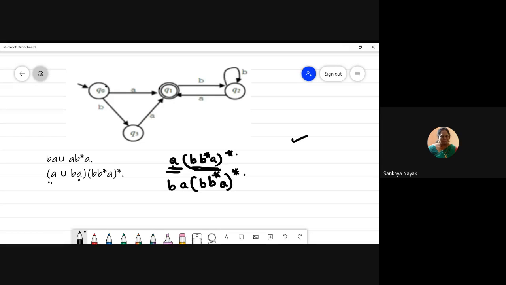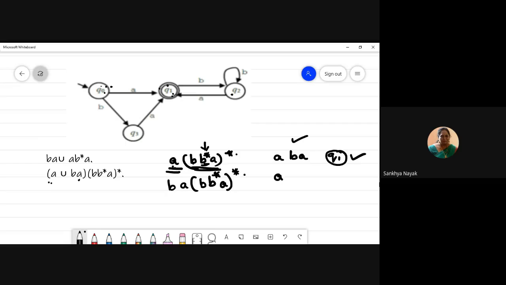Okay. Now what about A followed by BA? Because this is a star, right? It need not be there. So ABA, is it accepted? You can see A, it's going from Q0 to Q1, and on B it's going to Q2, and on A it's coming back to this. So it will take you to Q1. So that's okay. That's also accepted.